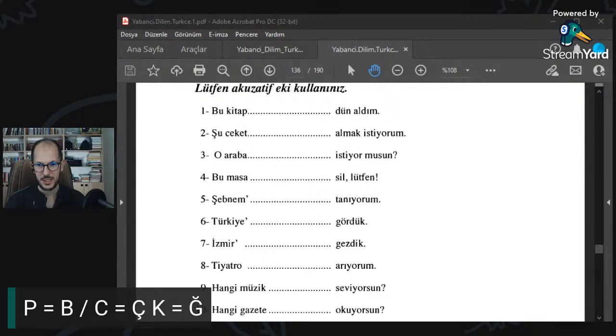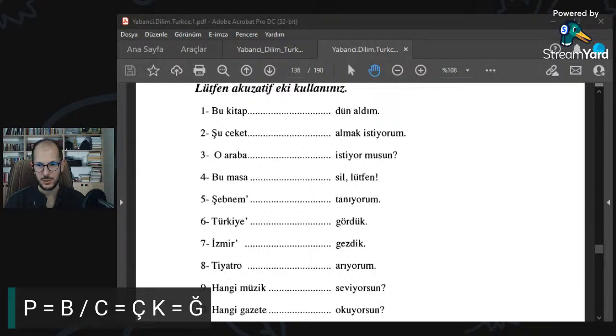Because there is a ş sound, like if you remember from fıstıkçı şahap, because of the ş sound, the locative case, the de-da, also has a te-ta variation. So because of the ç-ş sound, the de sound changes to t. But for this one, we don't have that. For this one, we only have p becomes b, c becomes ç, and k becomes the soft g. Okay, so bu kitabı dün aldım. I bought this book yesterday.